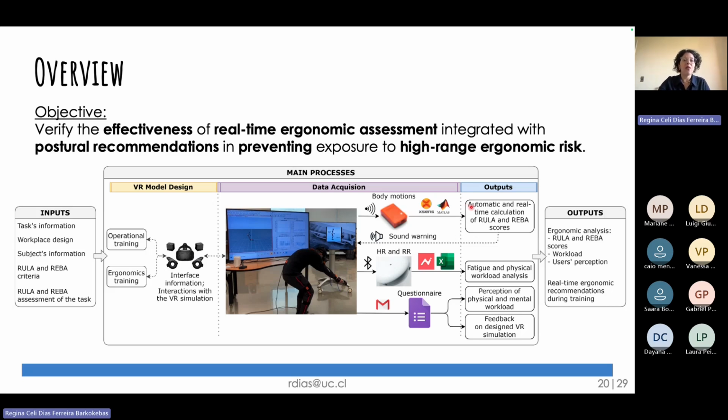And with this information, every time that the worker is exposed to that risk, I have a sound in the place where we're providing the training. And then with this sound, we can trigger the ergonomic recommendations. I was also collecting the heart rate and respiratory rate to verify the fatigue or physical workload during the task. And usually I like to do questionnaires to get feedback on the physical perception of how demanding the task was, and also feedback on the simulation.